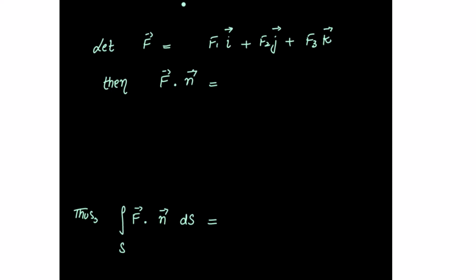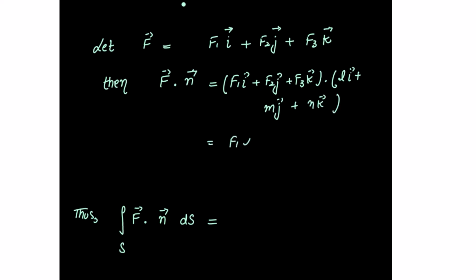Now let F vector be equal to F1 i vector plus F2 j vector plus F3 k vector, where F1, F2, F3 are the components of F. Then the dot product of F vector with n vector: writing the F vector first and taking its dot product with n vector. What should I write in place of n vector? It is l i vector plus m j vector plus n k vector. So that is equal to F1 l plus F2 m plus F3 n.